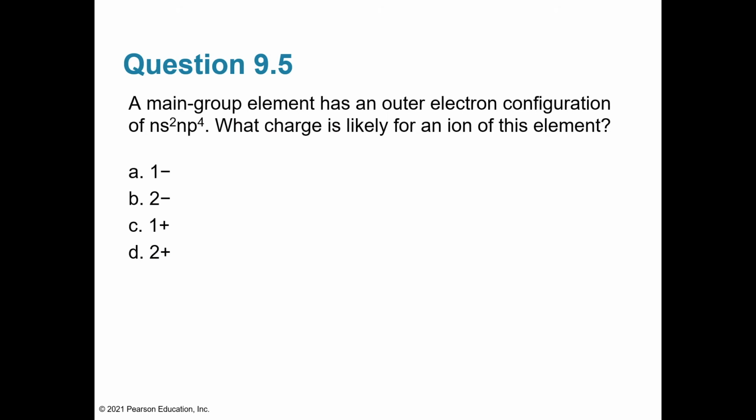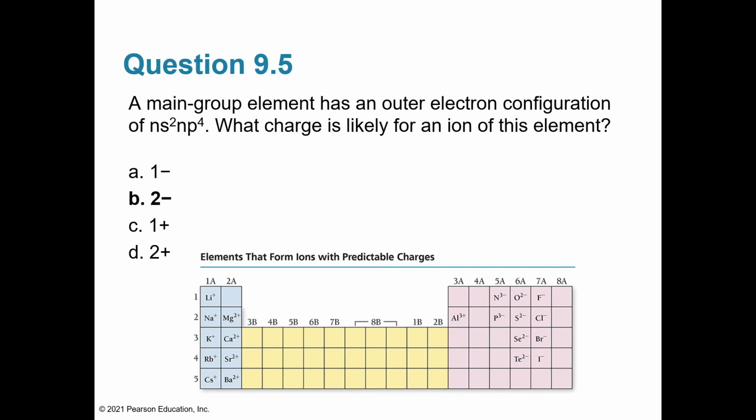Let's test your understanding. So we have a main group element that has an outer electron configuration of ns2, np4. What charge is likely for an ion of this element? So pause the video, think it through, and when you're ready for the answer, press play. Okay, the answer here is -2.